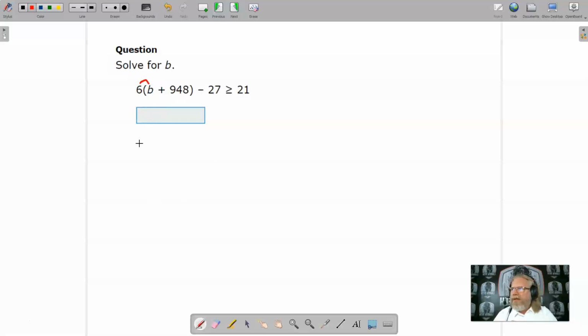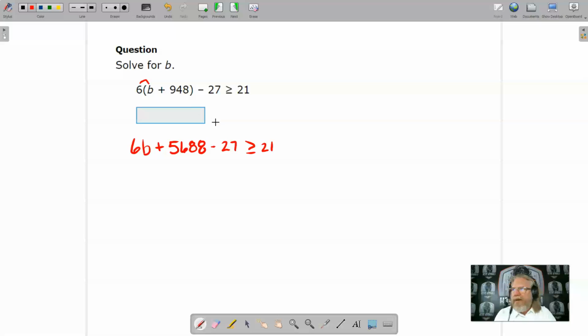So let's distribute: 6 times b is 6b. And plus, oh great, I think I'm going to grab my calculator for this one. And don't feel bad about using a calculator for these big ones like this. The question is, as long as you can do this without a calculator, 948 times 6, it's fine to use a calculator. 948, and that's going to give me, yeah, see, now you know why I used a calculator, 5,688 minus 27 is less than or equal to 21.